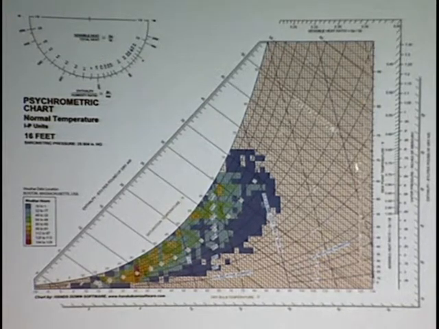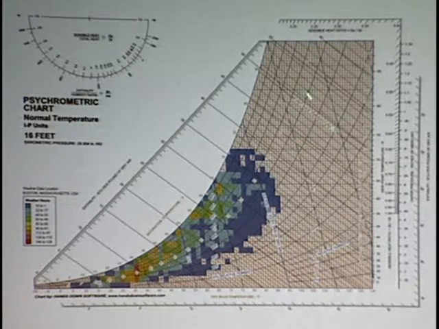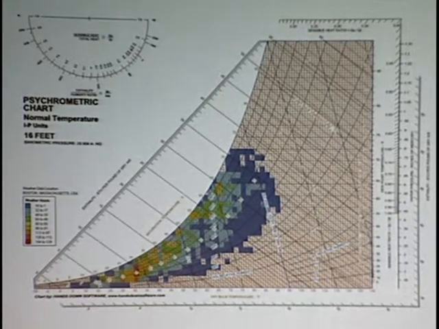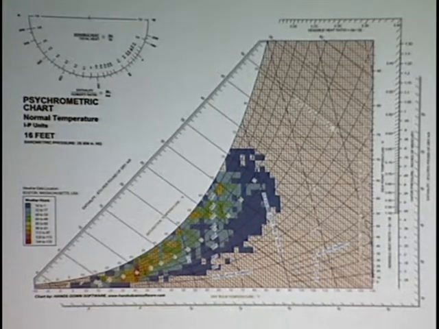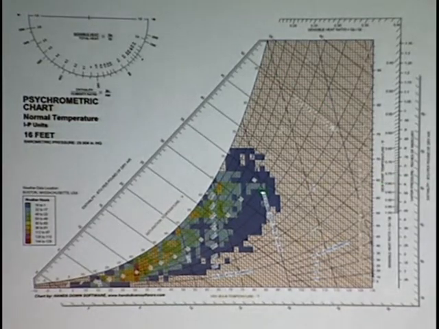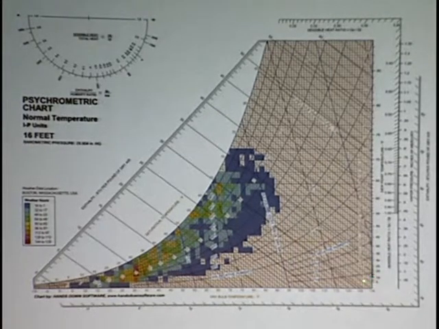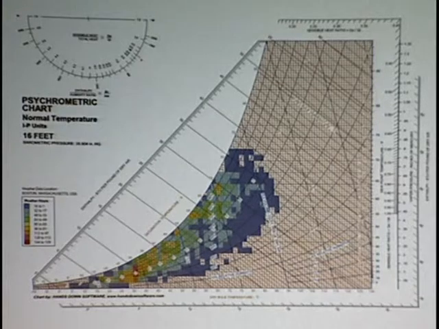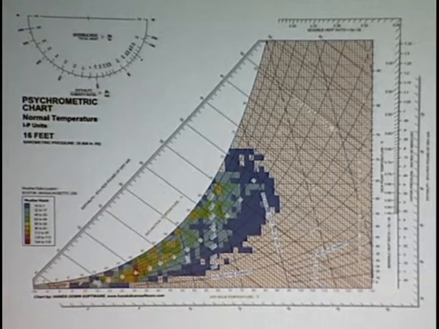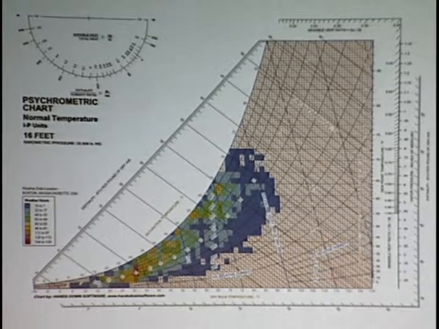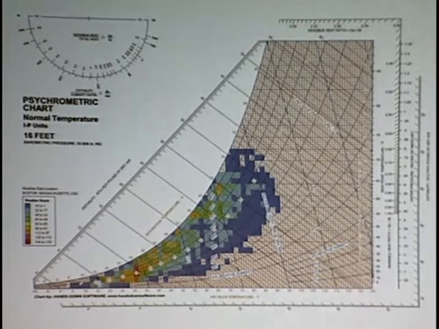Relative humidity are these curved lines, which run like this. Relative being the key word here. The absolute humidity is the dew point, which runs across horizontally here, which goes from 0 down here up to, I can't read that, but it's 90, I think.